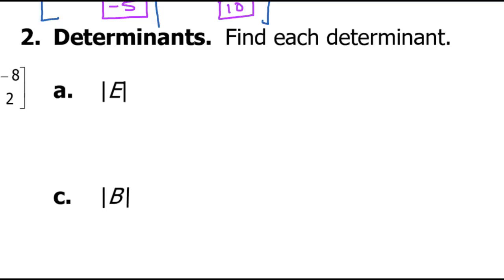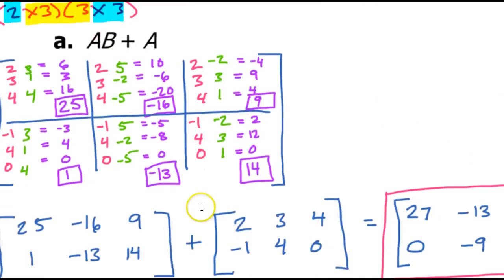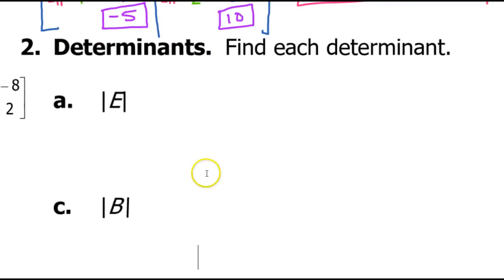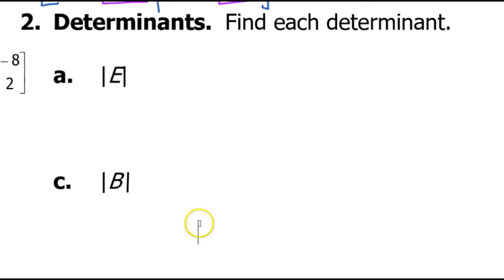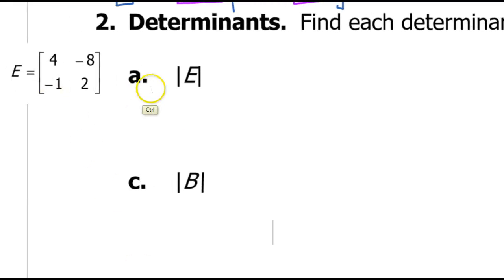In this video, I'm going to continue to show you how to do basic matrix operations by hand. In the previous video, I was adding, subtracting, and multiplying. In this video, we're going to move on to determinants and inverses. So first up, we need to find the determinant of matrix E.